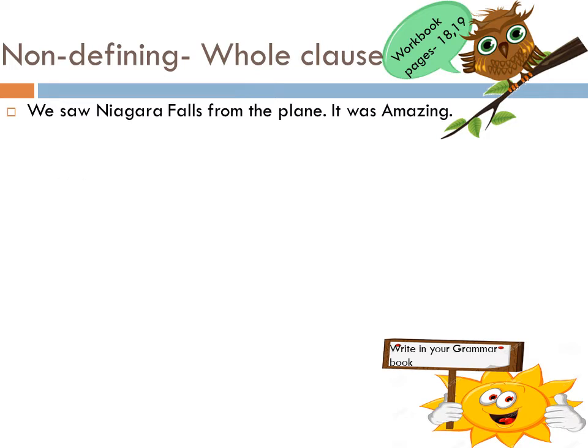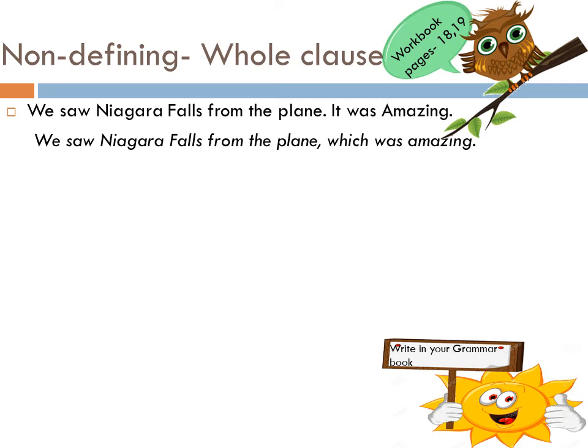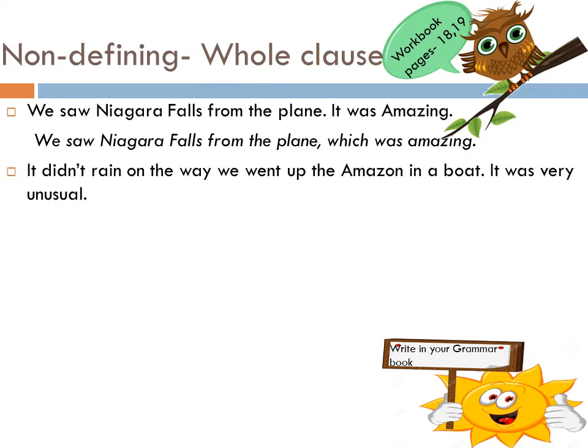So let's refer to the example. We saw Niagara Falls from the plane, comma, which was amazing. So here you are not going to mention the pronoun. The next, it didn't rain on the way we went up the Amazon in a boat. It was very unusual. Yes, let's do it along with me. It didn't rain on the way we went up the Amazon in a boat, which was very unusual. Do not forget to put the comma before the word which.